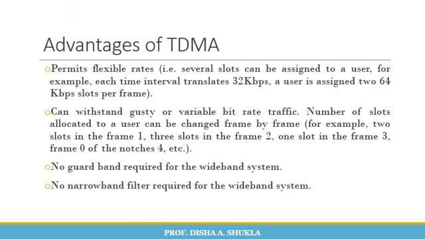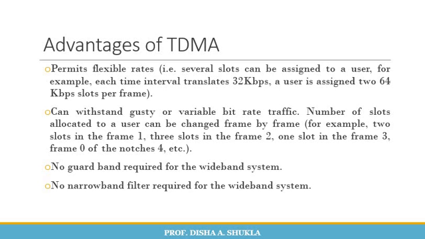So the advantages of TDMA is that it permits flexible rates, that is, several slots can be assigned to a user. For example, each time interval translates to 32 kbps. A user is assigned 264 kbps slots per frame. It can withstand bursty or variable bitrate traffic. The number of slots allocated to a user can be changed frame by frame. For example, 2 slots in frame 1, 3 slots in frame 2 and 1 slot in frame 3.